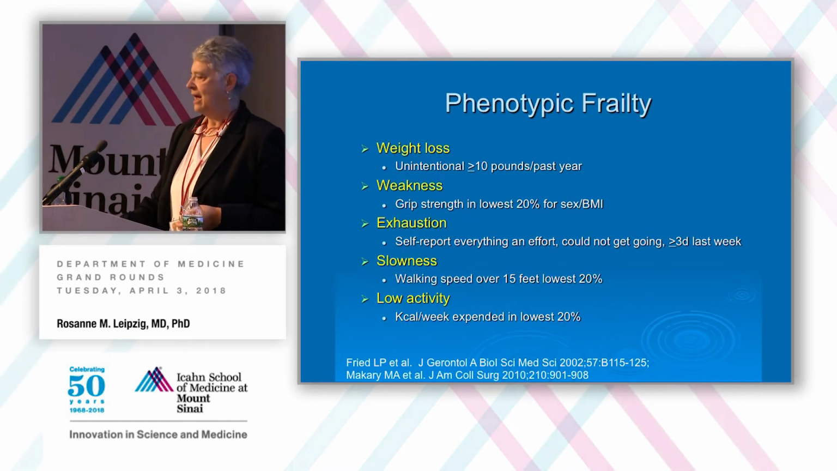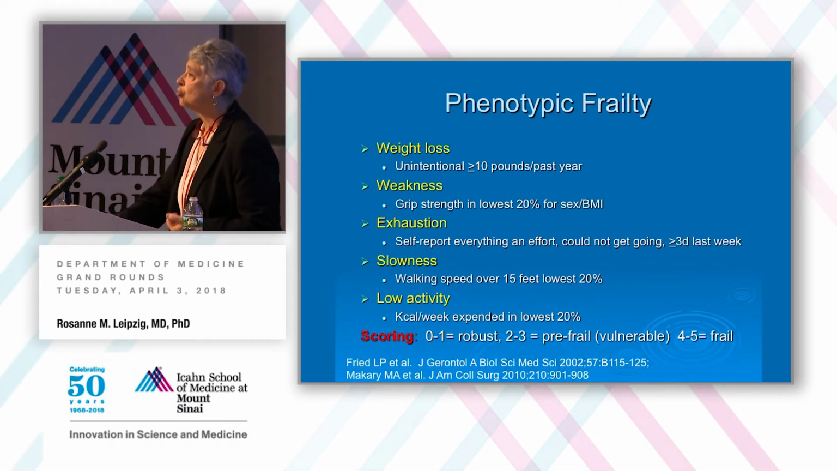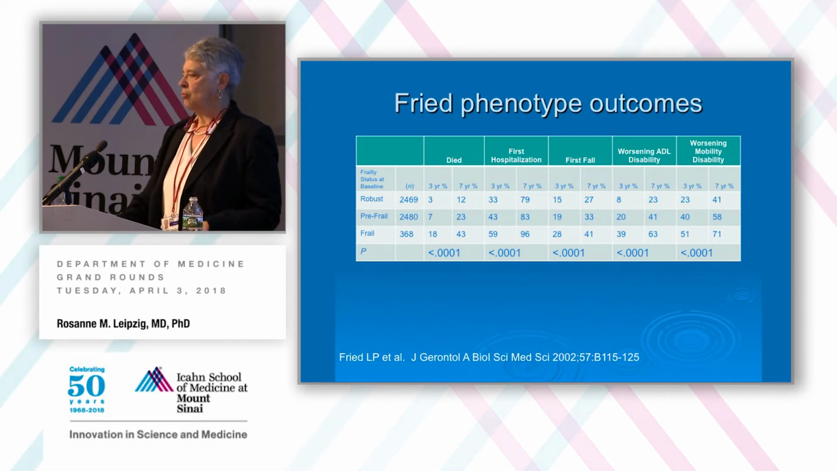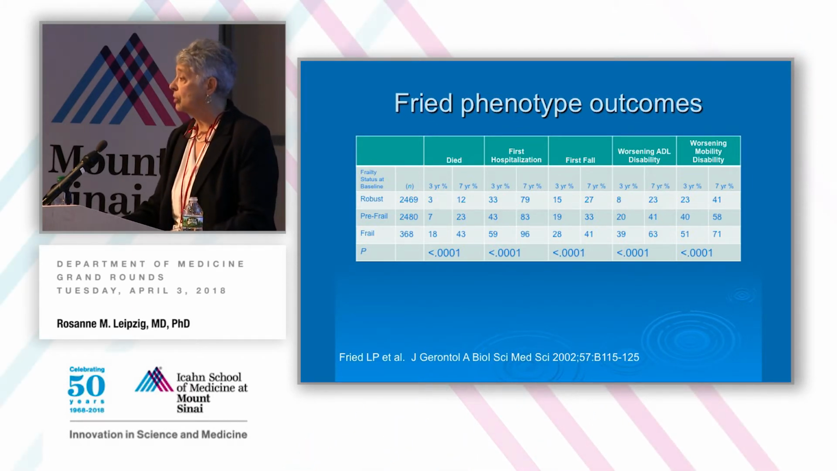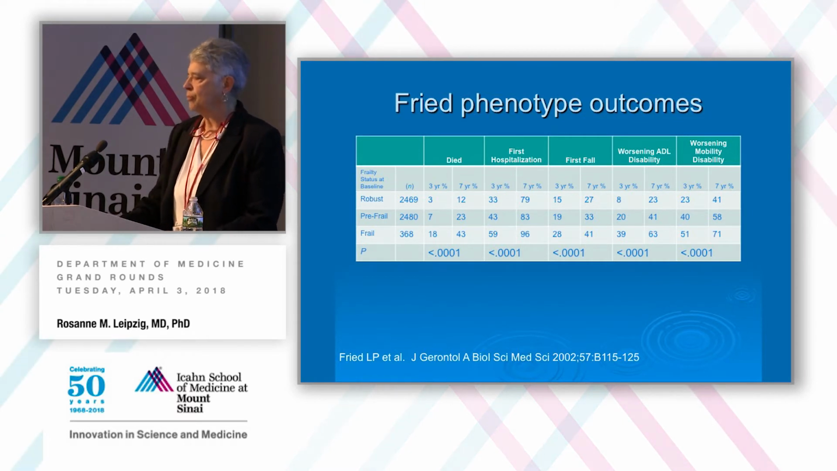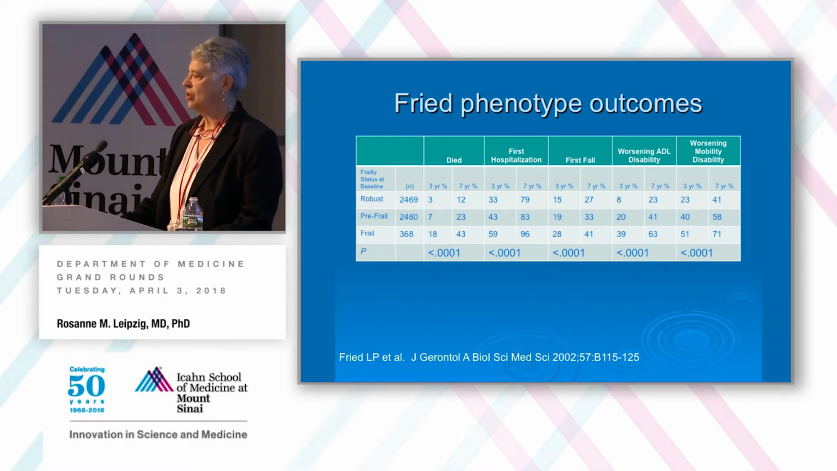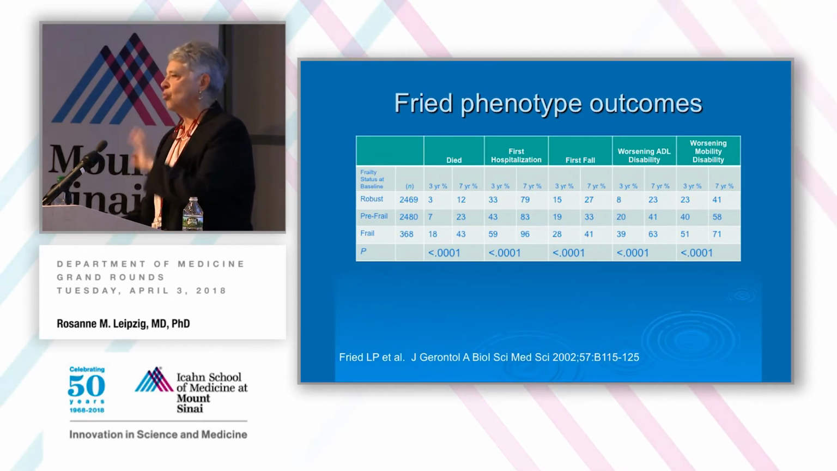the couch potato, okay? And the way this is scored is if you have 0 or 1 of these, you're still considered robust. If you have 2 to 3, you're considered pre-frail or vulnerable. And if you have 4 to 5, you're considered frail. So these are the data that she first showed. And what we have up here are the outcomes. So people who died, first hospitalization, first fall, worsening ADL disability, and worsening mobility. And over here, we have robust, 0 to 1 on the scale, pre-frail, 2 to 3, and frail, 4 to 5. And what you can see is these are 3-year and 7-year outcomes. And whatever it is, it's increasing dependent on whether you are robust, frail, or pre-frail. So it really nicely gives you a sense of people who are at greater risk.